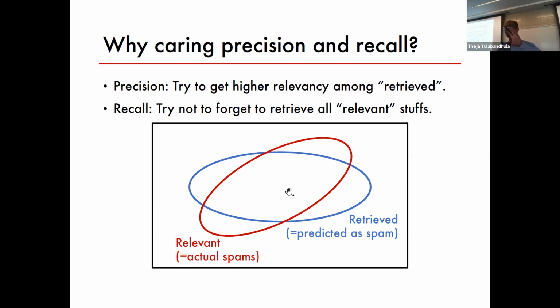So there is a gap between what is supposed to be positive and what you are saying is positive. Those gaps are the things outside this intersection. The thing inside the intersection is exactly where in ground truth it was positive and you said it's positive. For ease of understanding, let's say relevant are the actual ground truth spams, and retrieved are the ones you're saying are spams, if you want an example.